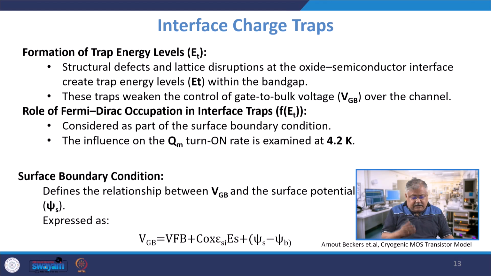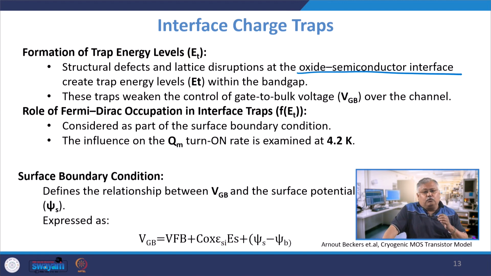Let me come to the interface trap charges. As I discussed with you, these are formed because at the interface of silicon dioxide and silicon there are certain unbalanced bonds available, and they end up having interface trap charges. They happen because of structural defects, because of lattice imperfections and disruptions at the oxide semiconductor interface, right? Therefore these tend to weaken the gate voltage over the channel. So the higher the interface trap charges you have, the less control the gate will have over the channel, and therefore the process which you do in formulating a MOS device should be very proper to keep the minimum value of the charge.